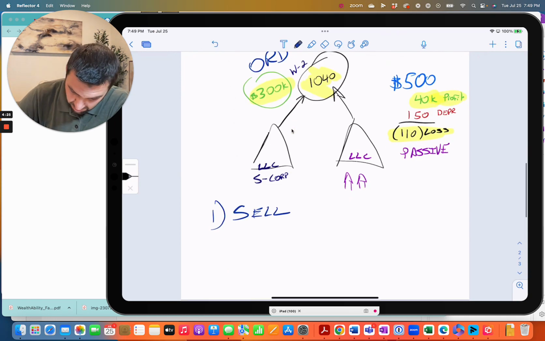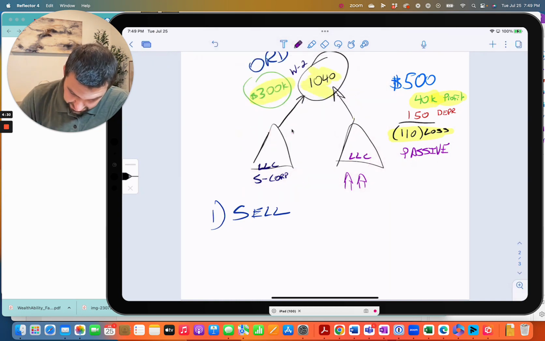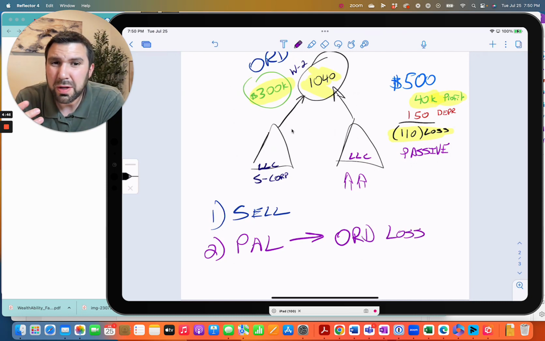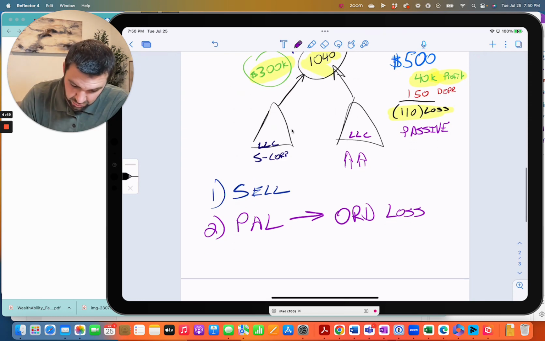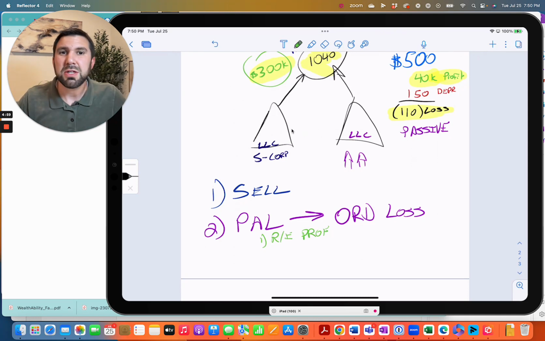So then our next option is we can take this passive activity loss and move it to an ordinary loss. And there really are two different ways that we can do that. The first one is through something that is called real estate professional. In order to qualify as a real estate professional, this doesn't mean you have to have your real estate license. There are essentially 3 requirements.